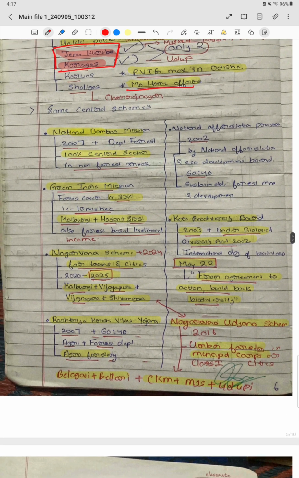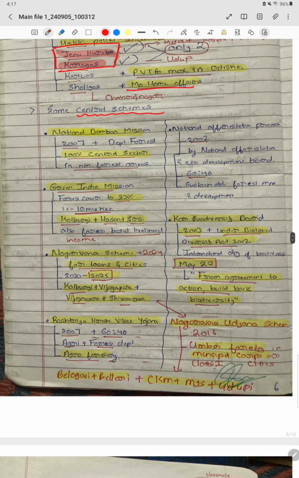Then we will look at some of the central government schemes that are related to environment and which are being implemented in Karnataka. First is the National Bamboo Mission. This is basically a central sector mission, meaning 100% of the money is given by the center. This mainly aims to cultivate bamboo in non-forest areas.